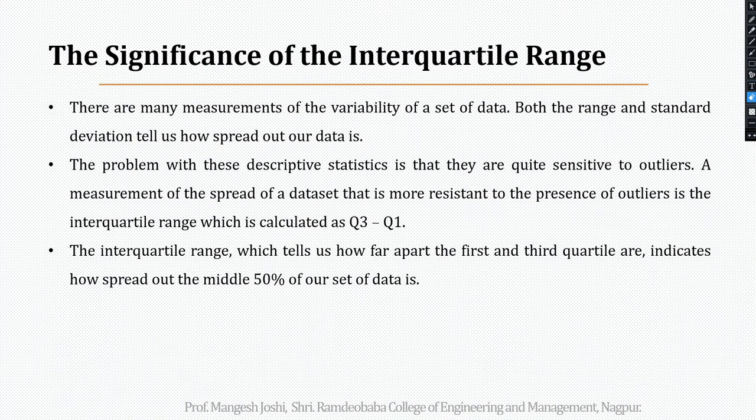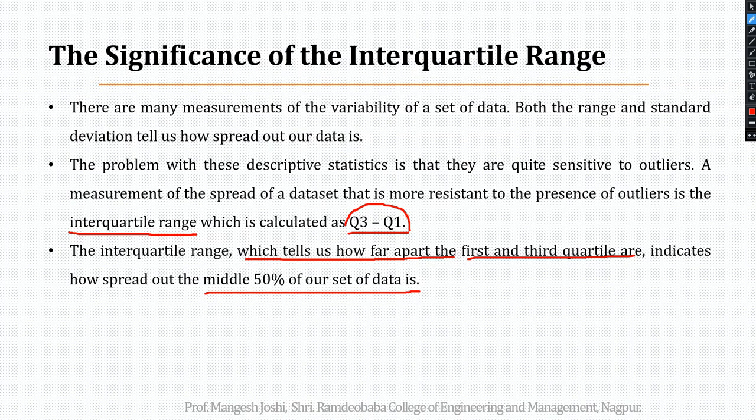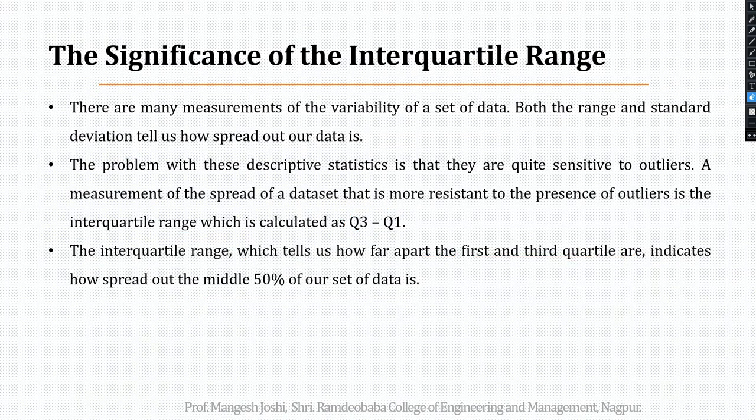So for that, we use one more measure, that is inter-quartile range, which is calculated as quartile 3 values minus quartile 1. Inter-quartile range tells us how far apart the first and third quartiles are, and it indicates how spread out the middle 50% of our data set is. We will see one example so that things will get clear to you.